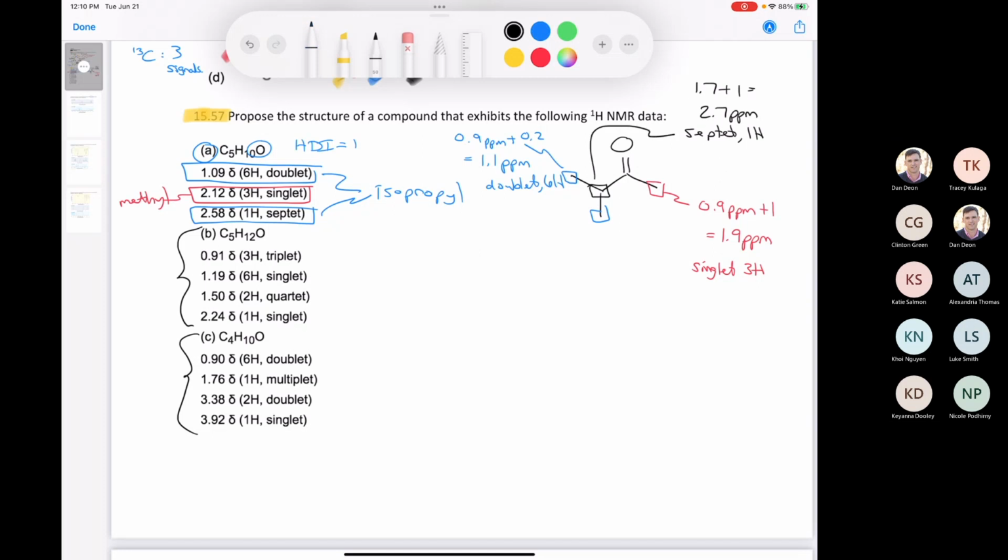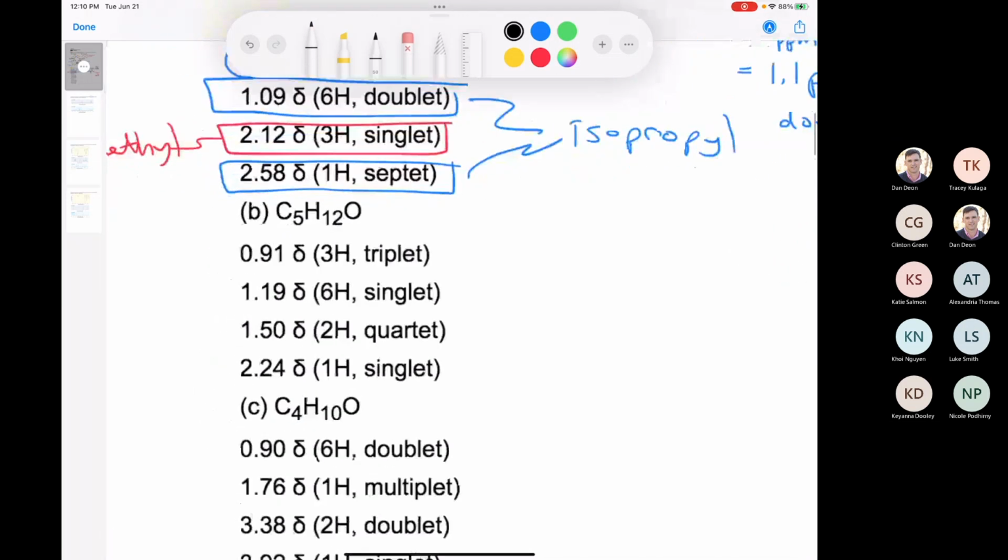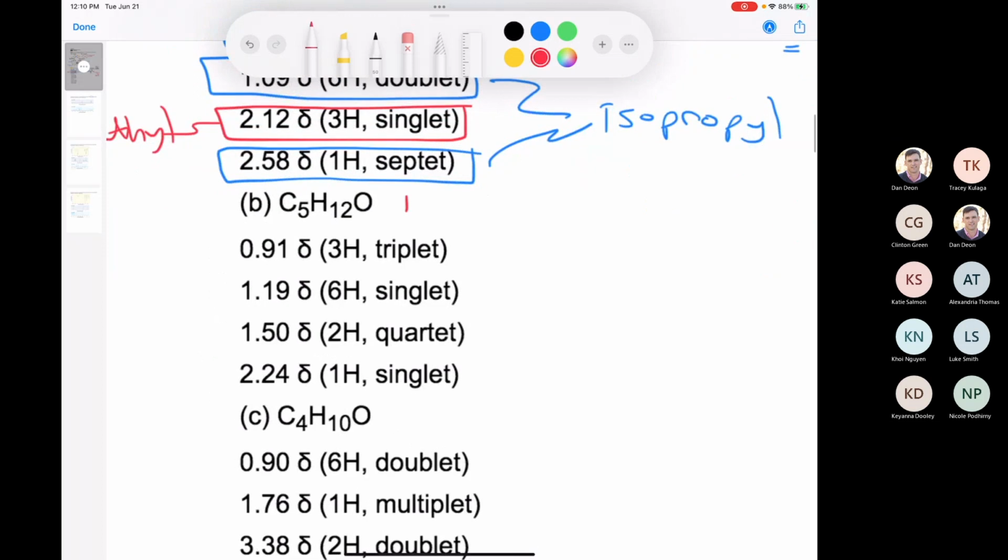So let's take a look at the next one, B. We have our molecular formula, C5H12O. That means we have an HDI that is 0. We have no double bonds. We have a triplet at 0.91. Now the baseline of a methyl is 0.9. We have nothing below that, so this must be a CH3. So it must be a methyl. And if it's a triplet, that means it's coupled next to 2 protons, right? Because we use the N+1 rule. 2 + 1 gives you 3. So we must have an ethyl group in here.